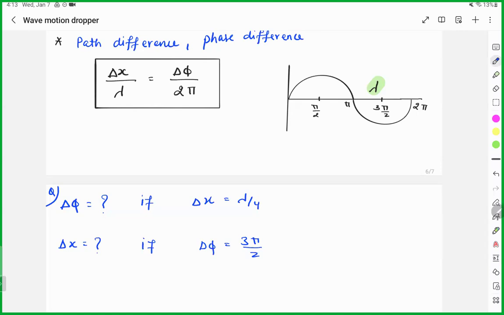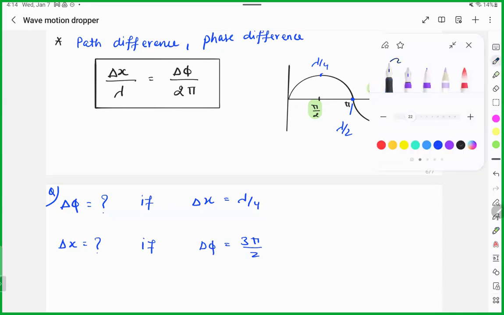So first, pi by 2. If this is pi by 2, then your wave is 1/4. Here the wave will be 1/4, lambda by 4. At pi angle, your wave will be half, lambda by 2. Here it will be 3 lambda by 4, and here you have one complete wave. That's why the wavelength is lambda.